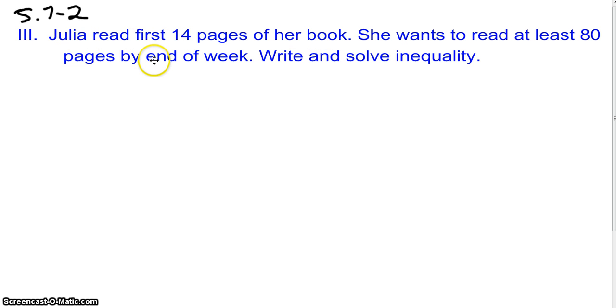Julia read the first 14 pages of her book. She wants to read at least 80 pages by the end of the week. So jot that down. And then we are going to transform that to a math inequality. And then we'll solve it.